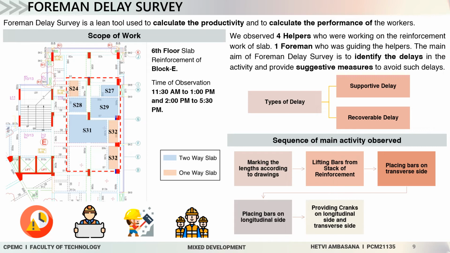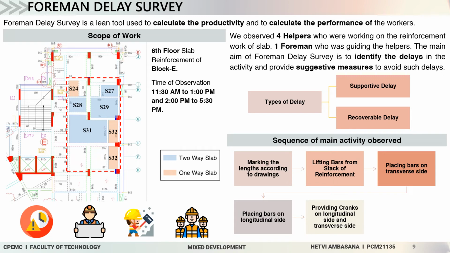The main aim of this survey is to identify the delays in the activity and to provide suggestive measures to avoid such delays. There are two types of delays: supportive delays and recoverable delays. The sequence of main activities observed at our site is shown in the below diagram.